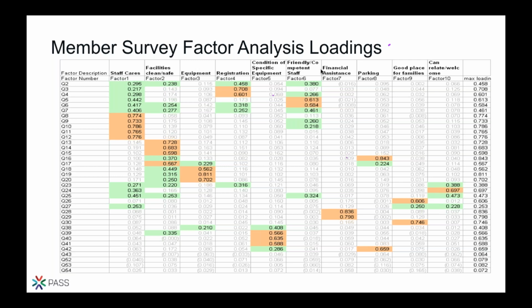When you do a factor analysis or a principal component analysis, what happens is every question, and the questions are at the left here, has a loading on each of these factors. And then I colored in orange the highest loaders for each of these different factors. And then we assign the label ourselves to the nature of that question. So questions 8 through 12 were specifically very highly loading on the staff cares factor, facilities clean and safe, equipment, et cetera, et cetera. So why do we do this?